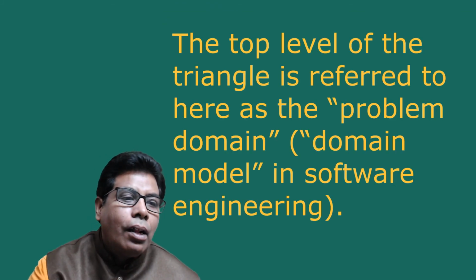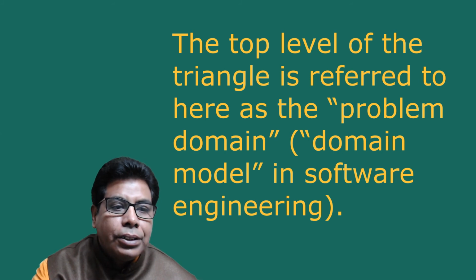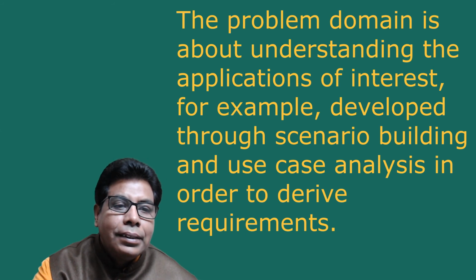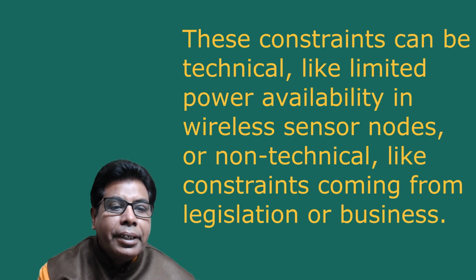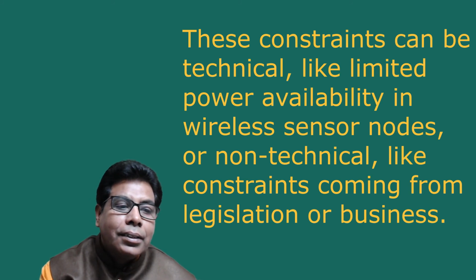The top level of the triangle is referred to as the problem domain. That is the domain model in the software engineering. The problem domain is about understanding the application of interest, for example, developed through scenario building and use case analysis in order to derive the requirements. This use case analysis you might have studied in the object oriented design. In addition, constraints are typically identified as well. So these constraints can be technical, like limited power availability in wireless sensor nodes, or non-technical, like constraints coming from legislation or business. So both the technical and non-technical constraints, they are considered.